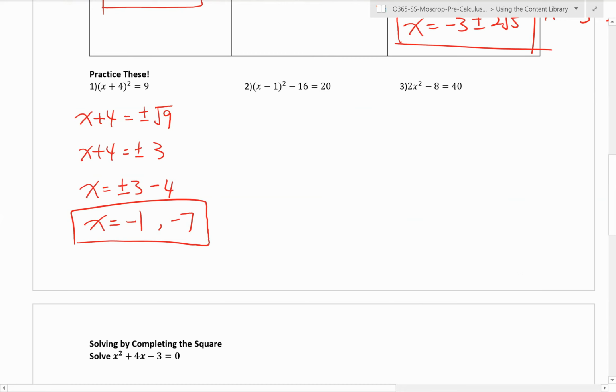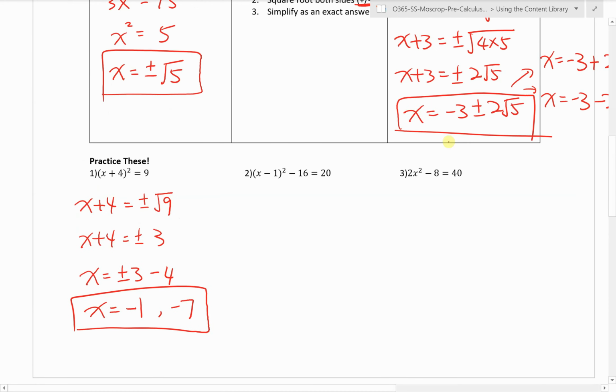Okay, so for this first practice question, notice how at the end, because the square root of 9 is a nice number, you get plus or minus 3 minus 4. In that case, you can actually evaluate these two numbers. Positive 3 minus 4 is negative 1, and negative 3 minus 4 is negative 7. That's what you actually calculate in this case. Whereas in the example right here, you would leave it like that because 2 root 5 is not a nice number.